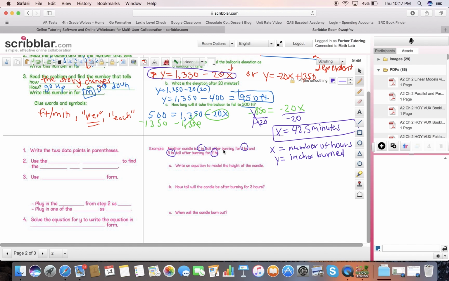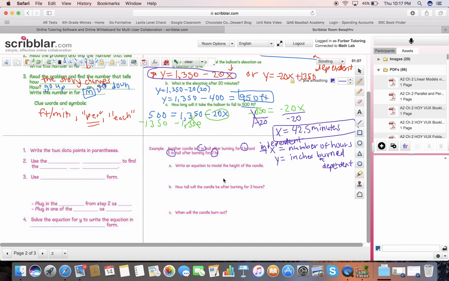So you have your independent variable. What you can control is the independent variable. This is the dependent. It depends on what you do with the rest. And you do have to know which one is which, because that's going to be really important in knowing how to set this one up.